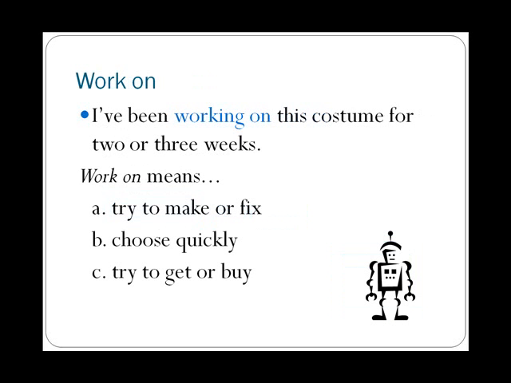In the clip, you also heard me say, I've been working on this costume for 2 or 3 weeks. What does work on mean? A. Try to make or fix. B. Choose quickly. Or C. Try to get or buy. The answer is A. Working on something is about producing and developing it. Working on projects, for example.